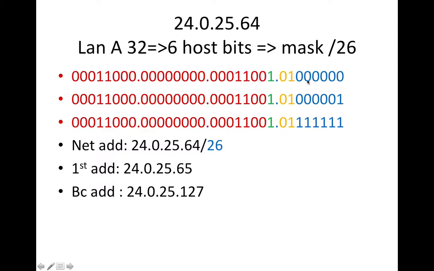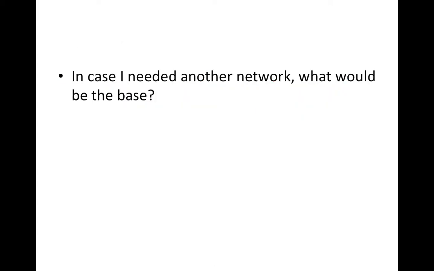As you can see, the network address would be 24.0.25.64, and the first IP address would be 65, and the broadcast address would be 24.0.25.127. Now, can you tell me, in case I need another subnet, what would be the next available IP address?